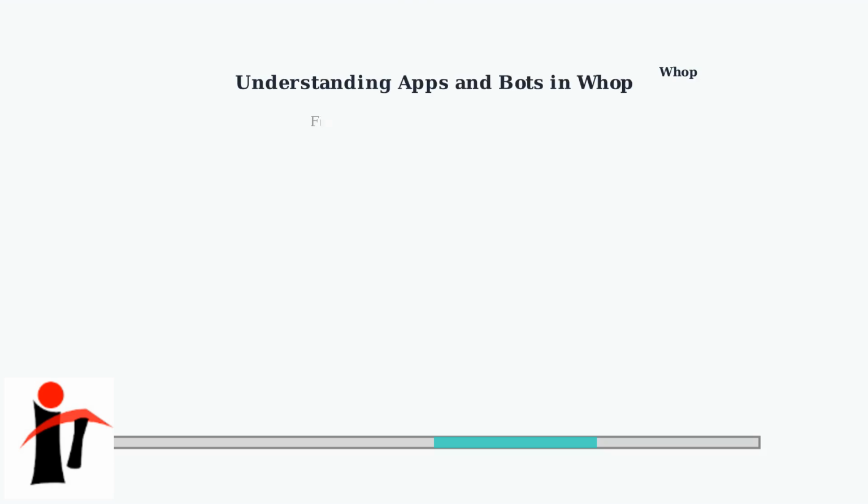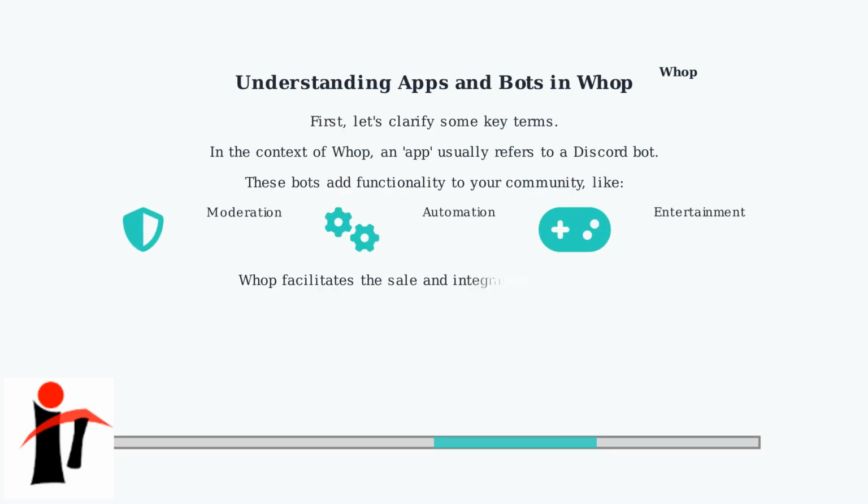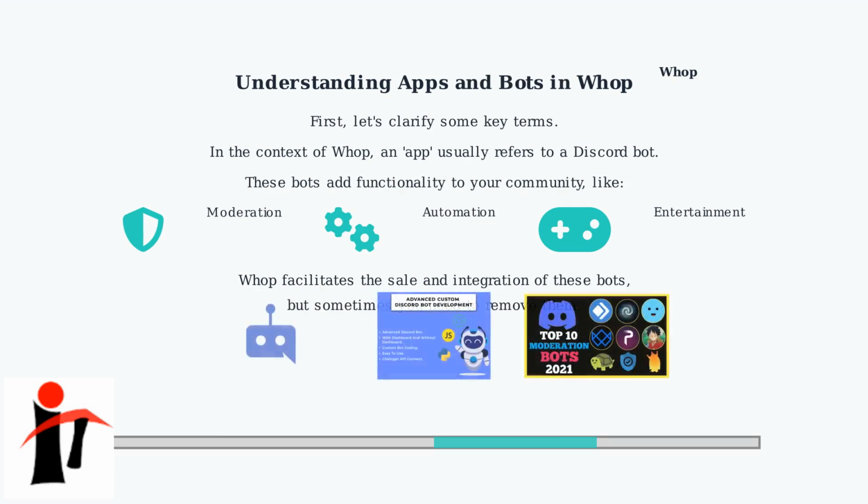First, let's clarify some key terms. In the context of Whop, an app usually refers to a Discord bot. These bots add functionality to your community, like moderation, automation, or even entertainment. Whop facilitates the sale and integration of these bots, but sometimes you need to remove them.